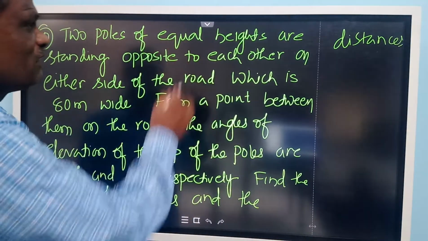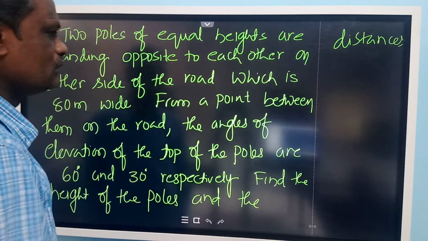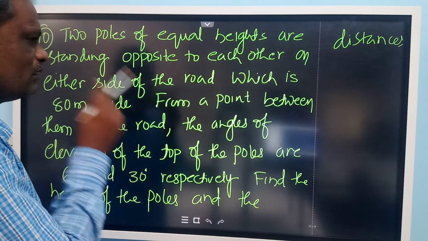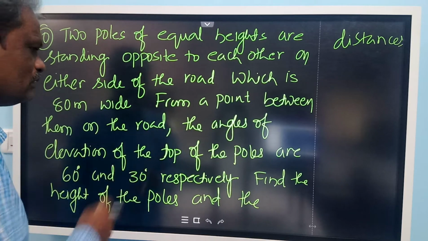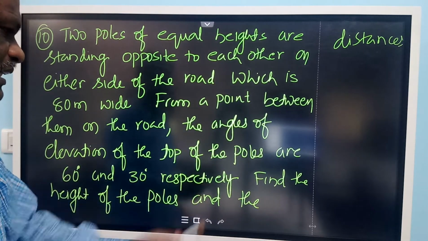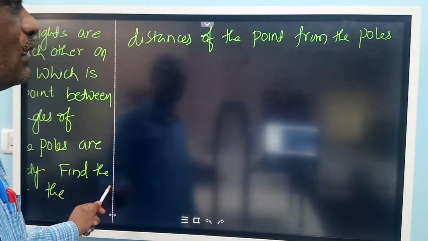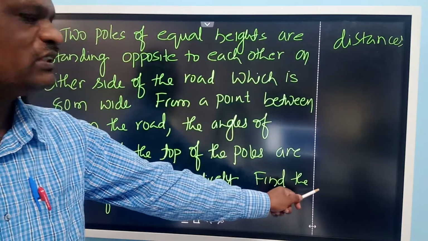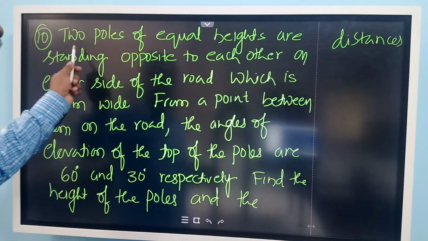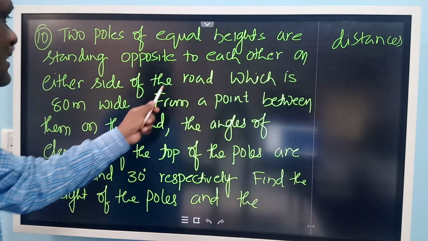Two poles of equal heights are standing opposite to each other on either side of the road, which is 80 meter wide. From a point between them on the road, the angles of elevation of the top of the poles are 60 degree and 30 degree respectively. Find the height of the poles and the distances of the point from the poles. So first let us draw the diagram. Before that, understand it point-wise. Two poles of equal heights are standing opposite to each other on either side of the road.